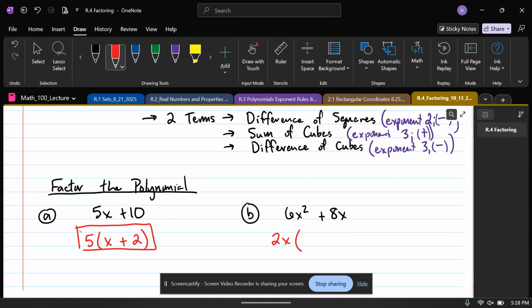2x. Now what times 2x would get me 6x squared? 3x. And then what times 2x would get me 8x? Plus 4. I don't need another x on the 4, because what you've got to think about is, if I redistributed this 2x, do I get back what I started with? 2x times 3x is 6x squared. 2x times 4 is going to be the 8x. So I don't need another x on the 4. And then that's only two terms. It doesn't have an exponent, so I know it can't be any of my two-term patterns. So I'm done. That's all I can do on that one.